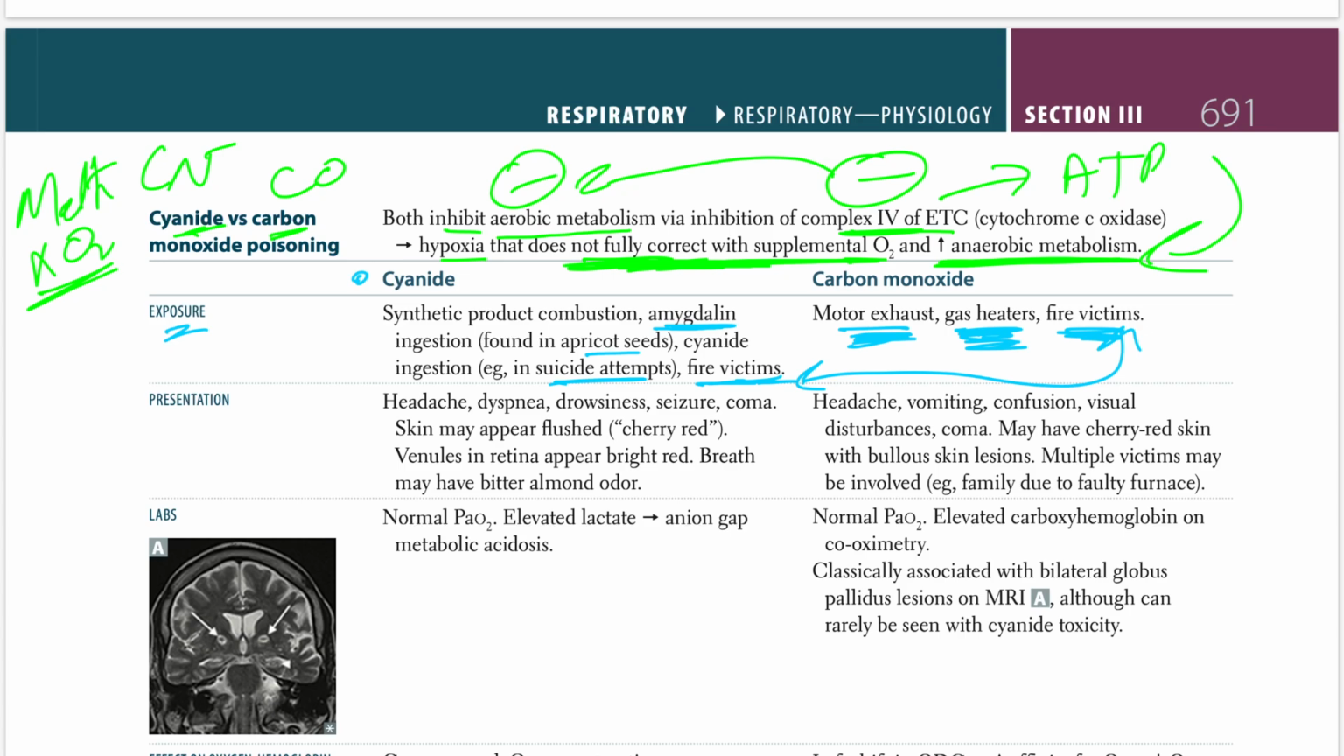Now, what is the presentation? The presentation is going to be headache, dyspnea, drowsiness, and serious coma. Skin may appear flushed, which is cherry red. Venules in the retina appear bright red. Breath may have a bitter almond odor.